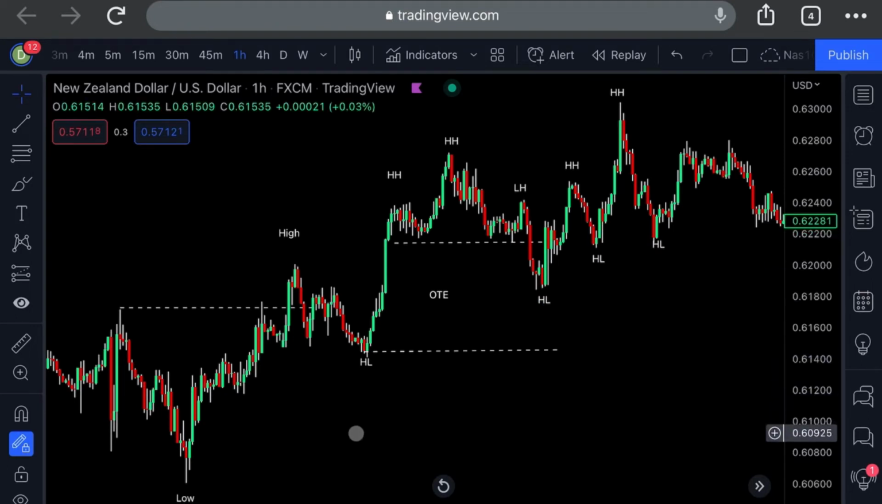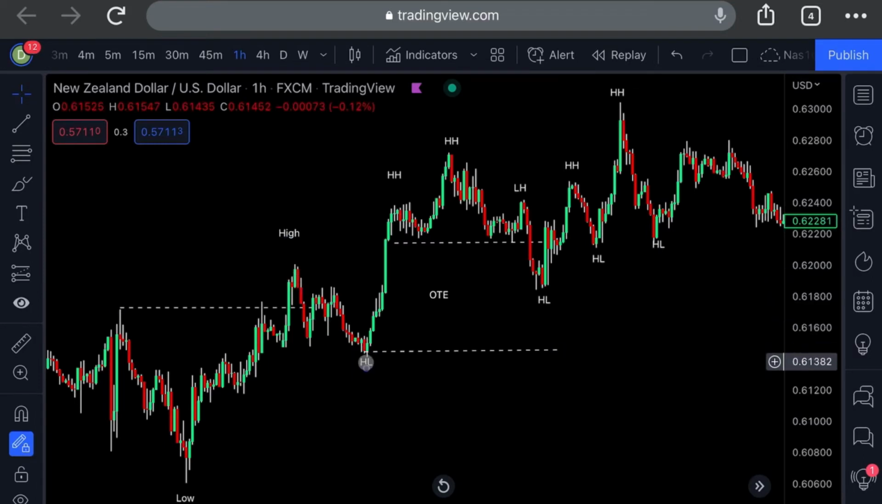So what do we have? We have a low established right here at the bottom, a low. What did price do? Price traded up, creating a high. This high is higher than this high. This was supposed to act as resistance, but it didn't hold. We traded above it, and price made it a new high. From this high, we traded down, creating a higher low.